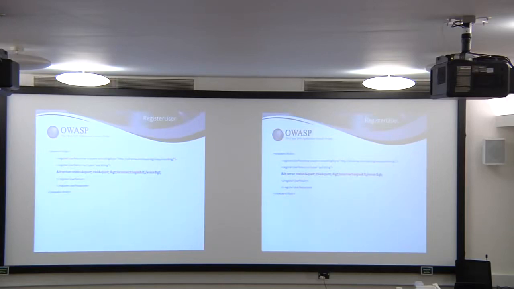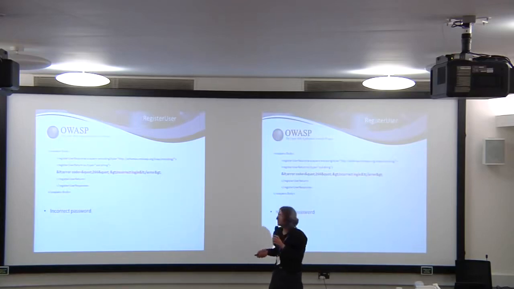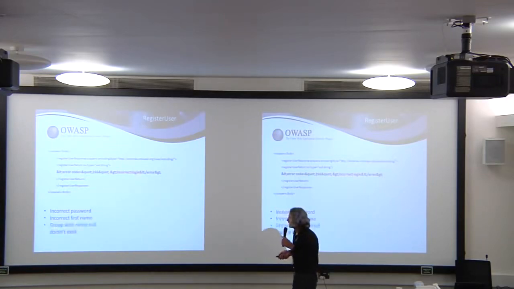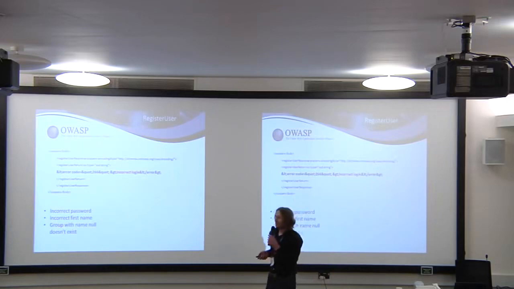So after invoking this method, the server responded incorrect login. So any ideas? Well, we thought that we don't have proper authentication. We need, for example, login and password. But it turned out that we just didn't provide the parameter to the method, which was the login of the user to create. So after providing this parameter, the server responded incorrect password. So of course we added another parameter, which was the password. The server responded incorrect first name, and then a group with name now doesn't exist.